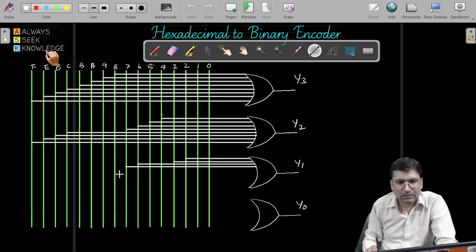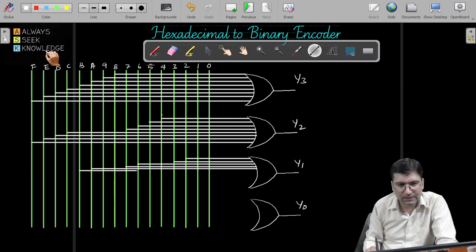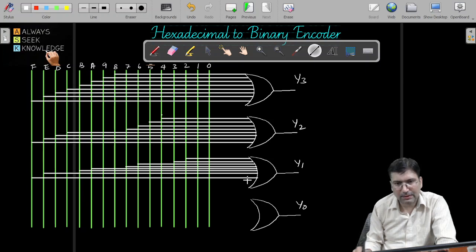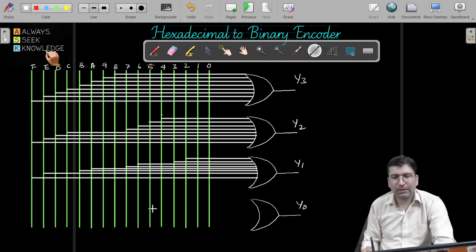And then ABEF. A is given somewhere here. This is A. Then B. B is given here. This is B. Then E is here. This is E. And then this is F, right? So this is your Y1.